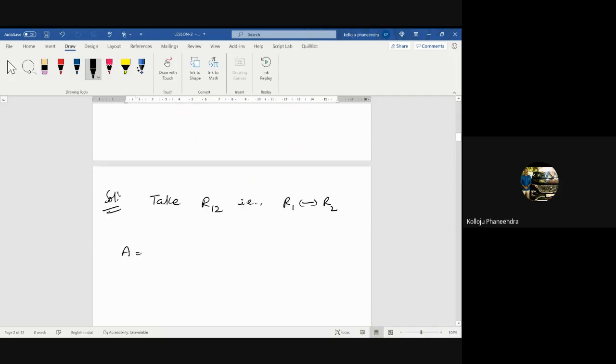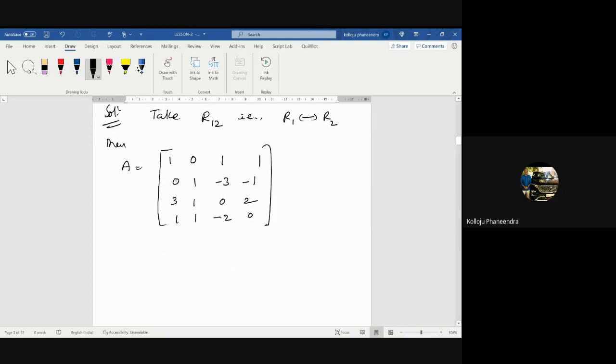Then what is A equal to? A is 1, 0, 1, 1; 0, 1, negative 3, negative 1; 3, 1, 0, 2; 1, 1, minus 2, 0. Okay, now this is my required matrix. Now, this is my first non-zero value, which is called the key value or pivot value. Using this one, reduce this to 0, this to 0, this to 0.